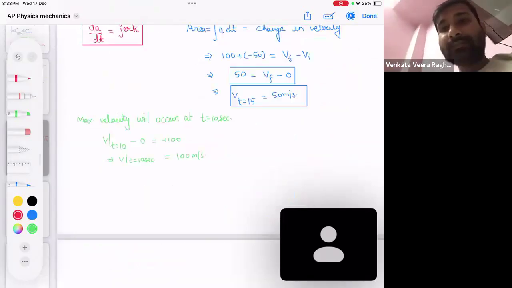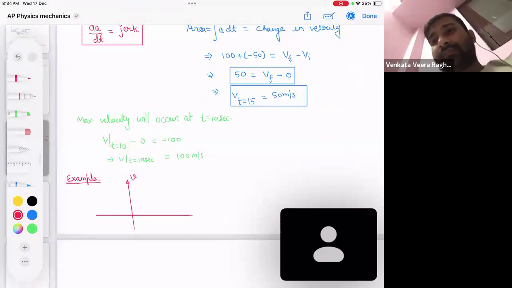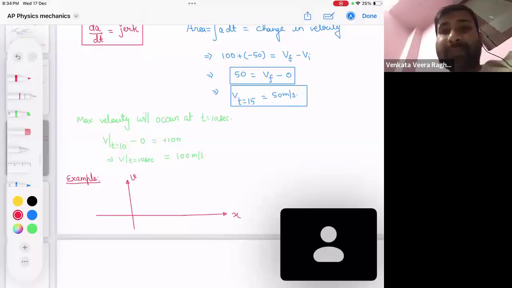Now, let's discuss two more examples here. In this example, what is given to us? There is a graph given to us. This graph is a velocity versus position graph. A simple straight line is given to us. Okay, I will give you the values.